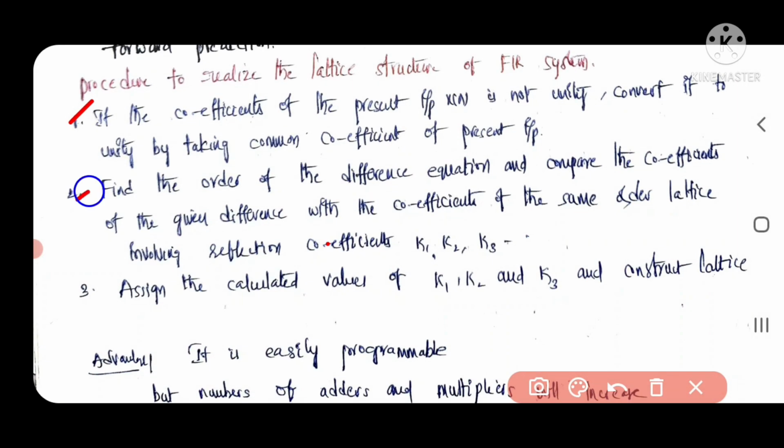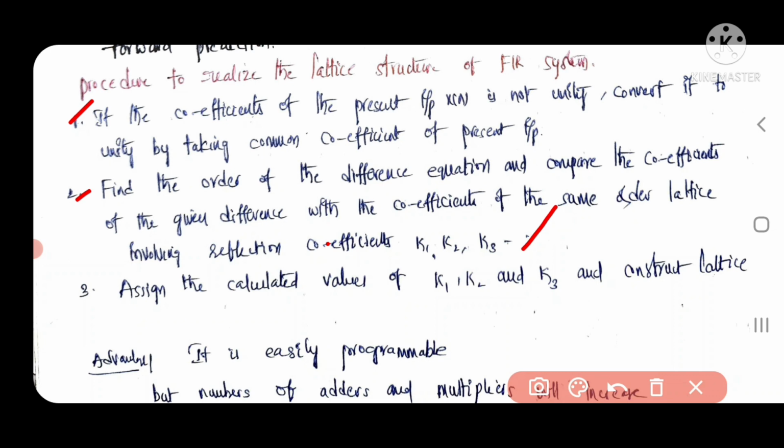The second thing is to find the order of the difference equation and compare the coefficients of the given difference equation with the coefficients of the same order lattice structure, involving the reflection coefficients K1, K2 up to K. అంటే మనకి ఇచ్చిన ఈక్వేషన్ అనేది సెకండ్ ఆర్డర్ ఈక్వేషన్ ఫస్ట్ ఆర్డర్ ఈక్వేషన్.